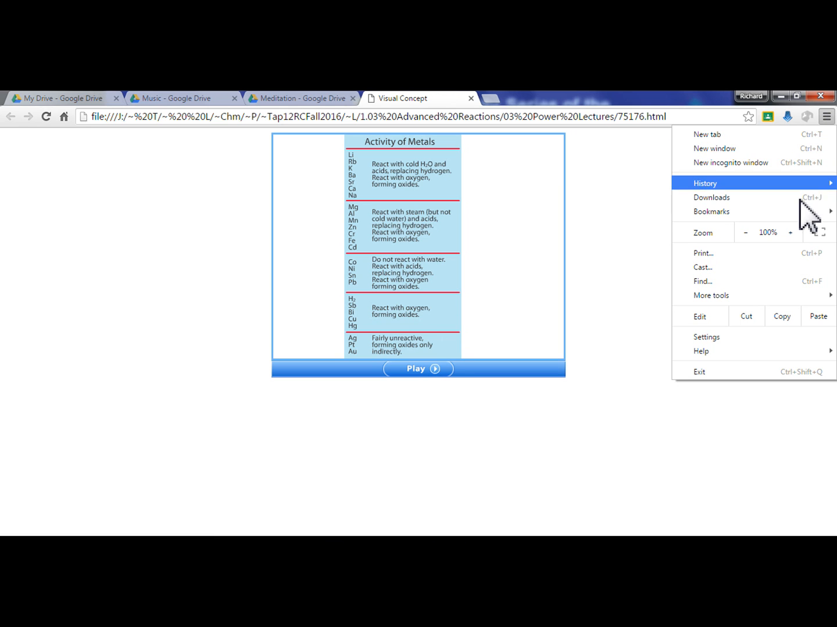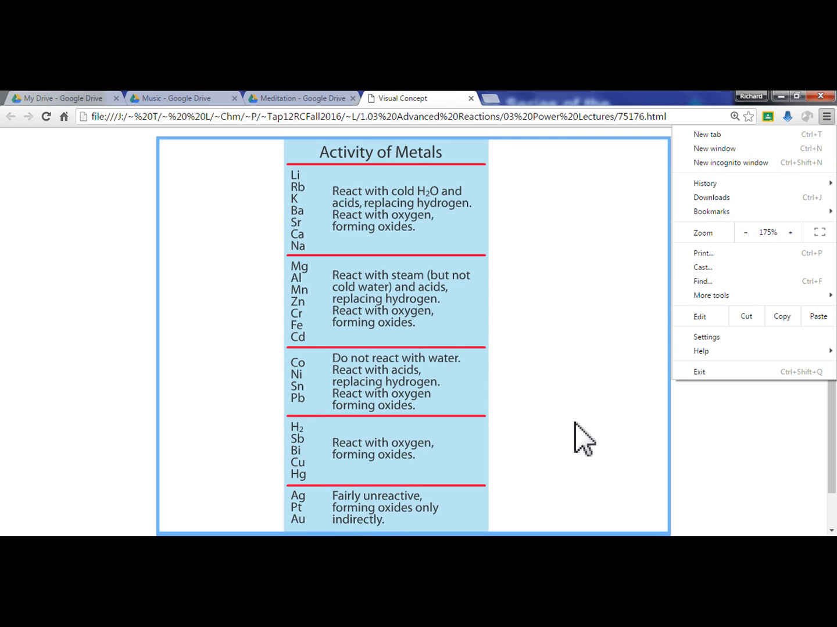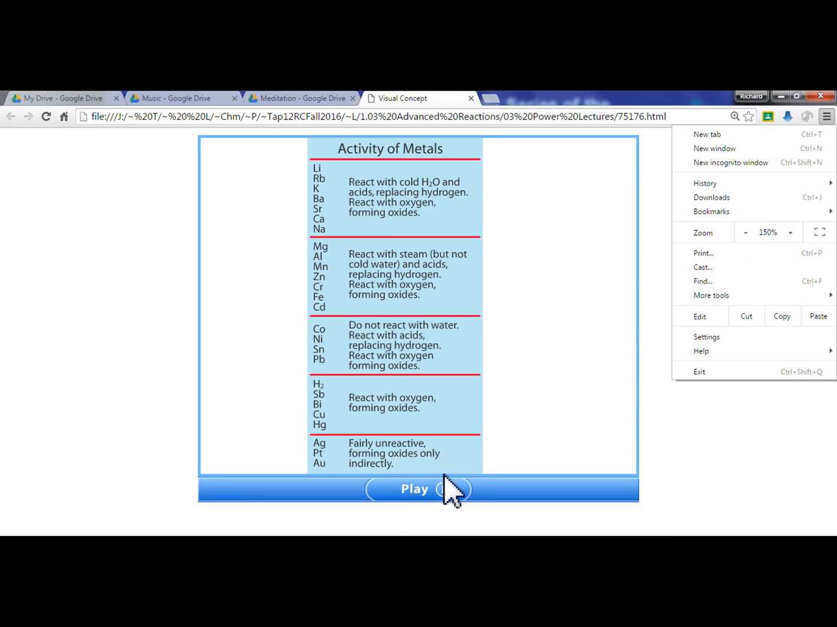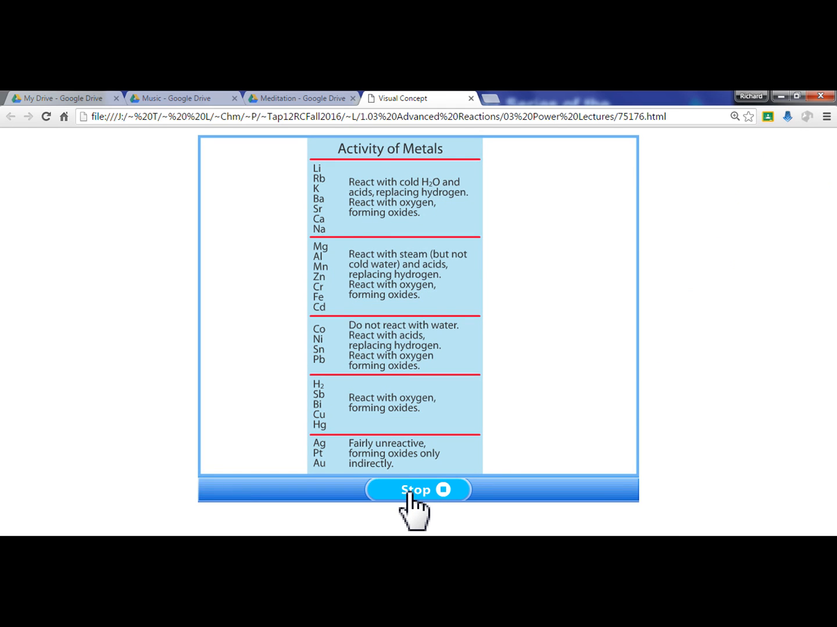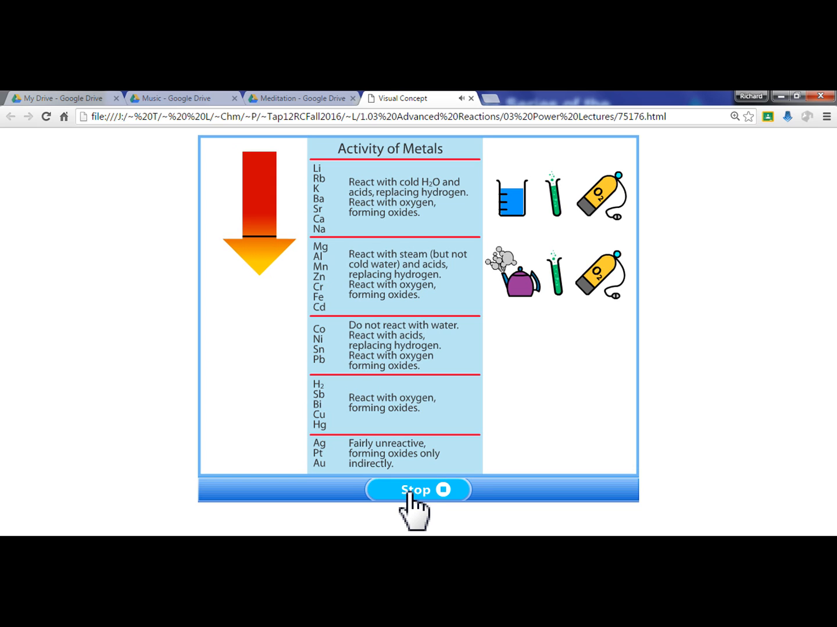Let's enlarge this so you can see it better. Activity series is a categorization of elements based on their reactivity. For example, alkali and heavier alkaline earth metals react readily with cold water, oxygen, and acids. Lighter alkaline earth metals, aluminum, and some transition metals will not react with cold water but will still react readily with steam, oxygen, and acids.